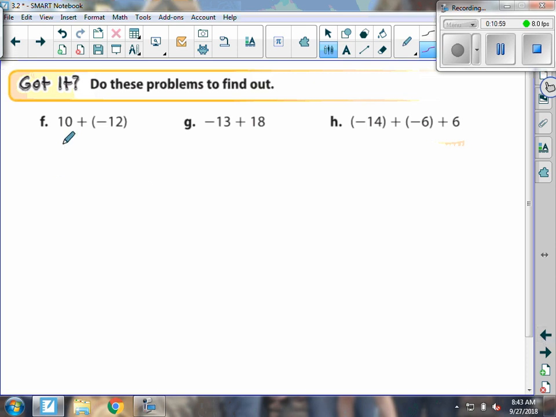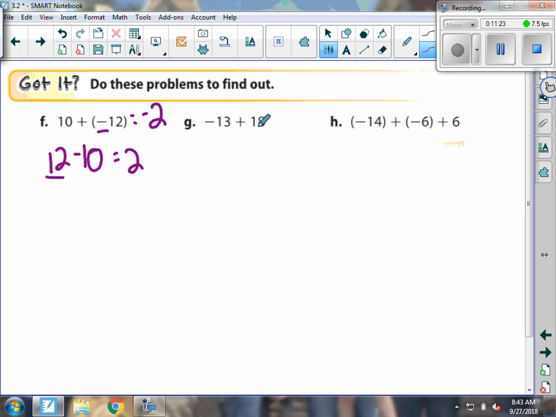Okay, so 10 plus negative 12, my signs are different, so I'm going to find the difference. So I'm going to subtract my absolute values, and my larger absolute value goes first. So 12 minus 10 is 2, and my answer is going to be negative, because 12 is larger and it was originally negative. So negative 2.